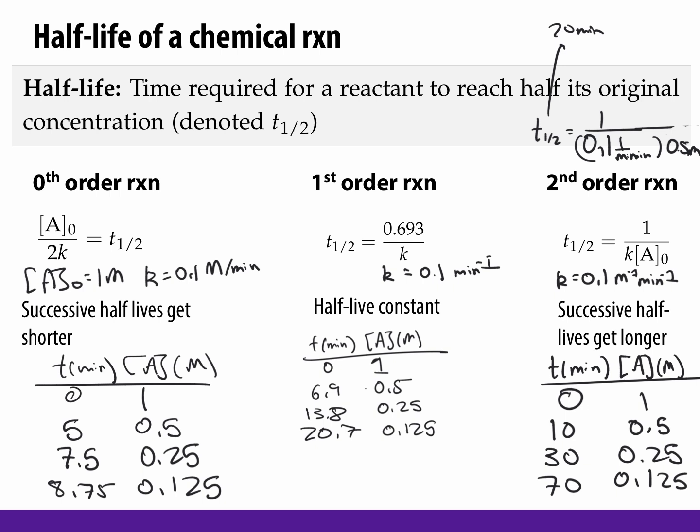So in this case, I'm looking at 3 reactions where the initial rate was exactly the same because it was a 1 molar concentration. So these all started at the same rate, but since the 0th order reaction never got any slower, you can see that the first half-life was a little faster, 5 versus 6.9 versus 10 minutes, but then the extra half-lives get much, much faster.